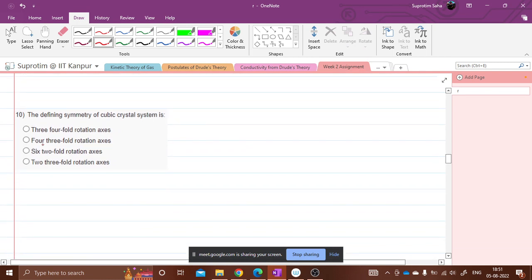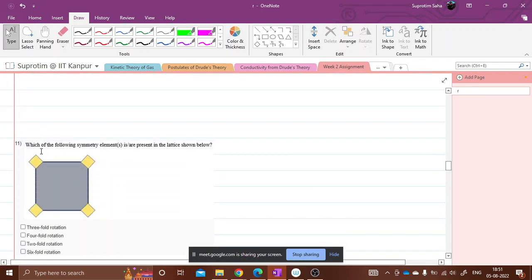This is also an informative question: the defining symmetry of the cubic crystal system is the 4 threefold rotation axes. It can have 3 fourfold and also 6 twofold symmetry, but the defining symmetry is the 4 threefold rotation axes. If it's not present, then despite it looking like a cube, it will not be a cubic system.